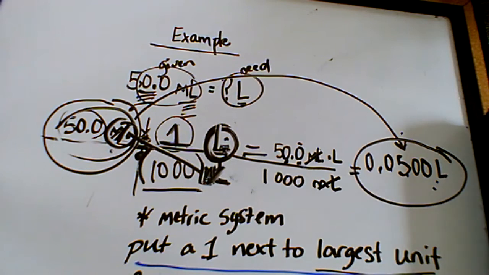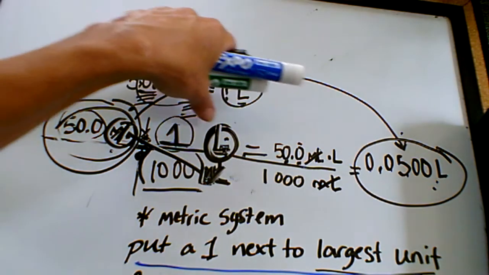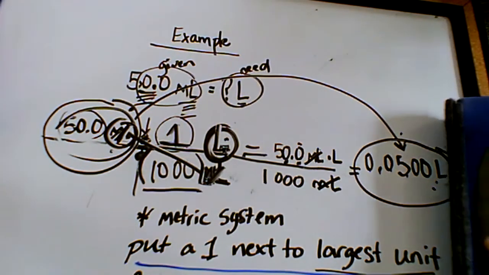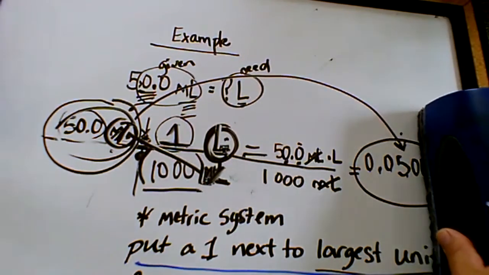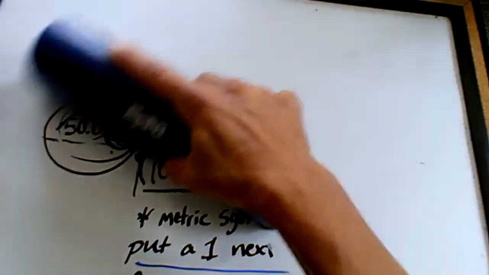Now, is that the only way? No. That is the way to do it when you put a 1 next to the larger unit. Does it have to go there? No. Does it change things? Yeah. You don't figure out how much bigger, you figure out how much smaller. But you don't need to think about 2 ways, just get 1.